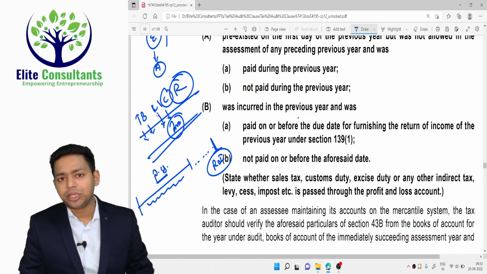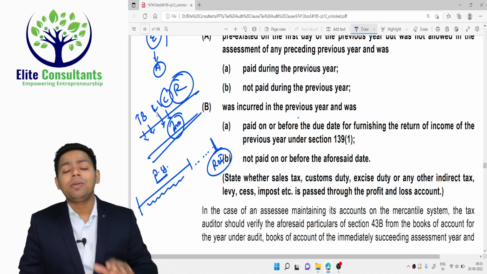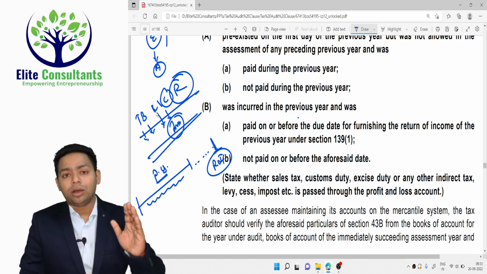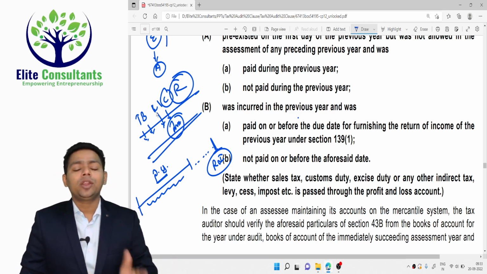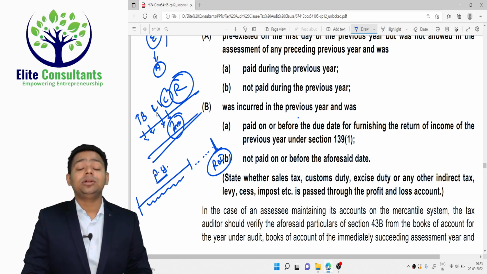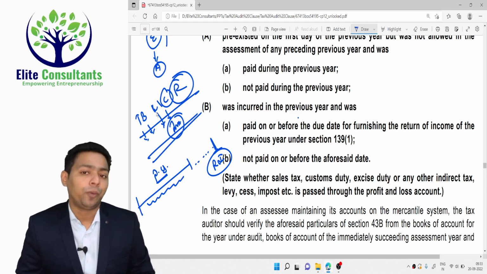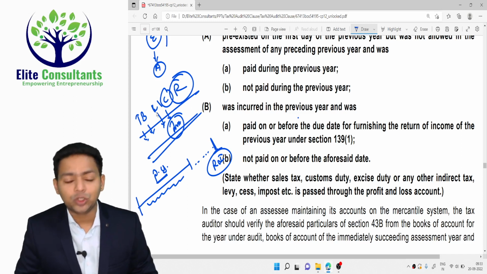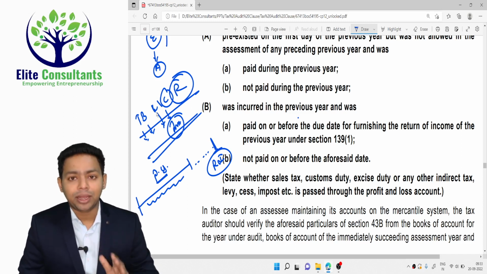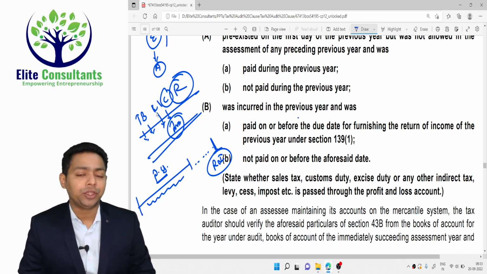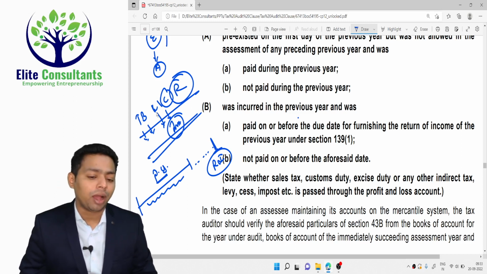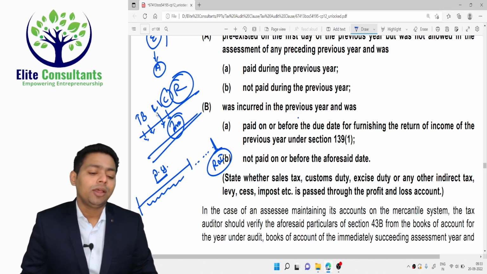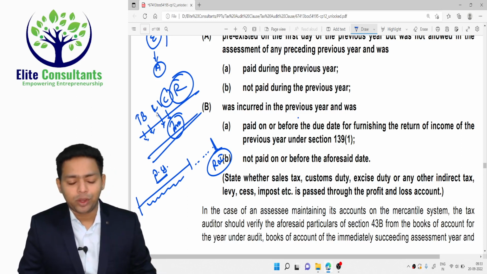ROI due date is given under section 139(1). For normal assessees the due date is 31st July, but we are talking about audit assessees. So for audit assessees, the due date is 31st October. And 1 month prior to that, the audit report will go. That's the reason, as per my understanding, you must pay this expenditure before 30th September. Otherwise, your auditor will put a remark in the particular clause. So before filing the ROI, you are supposed to pay.